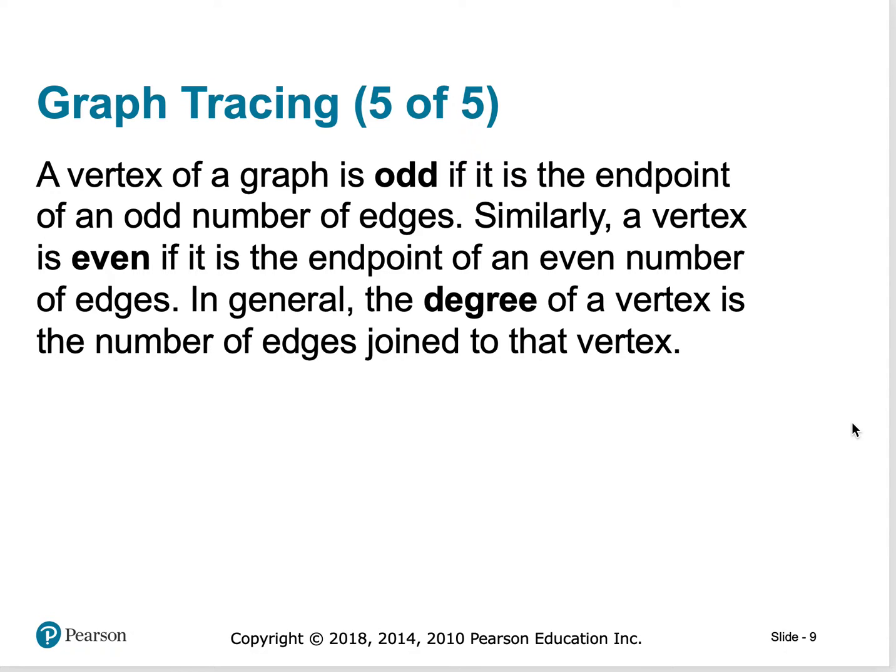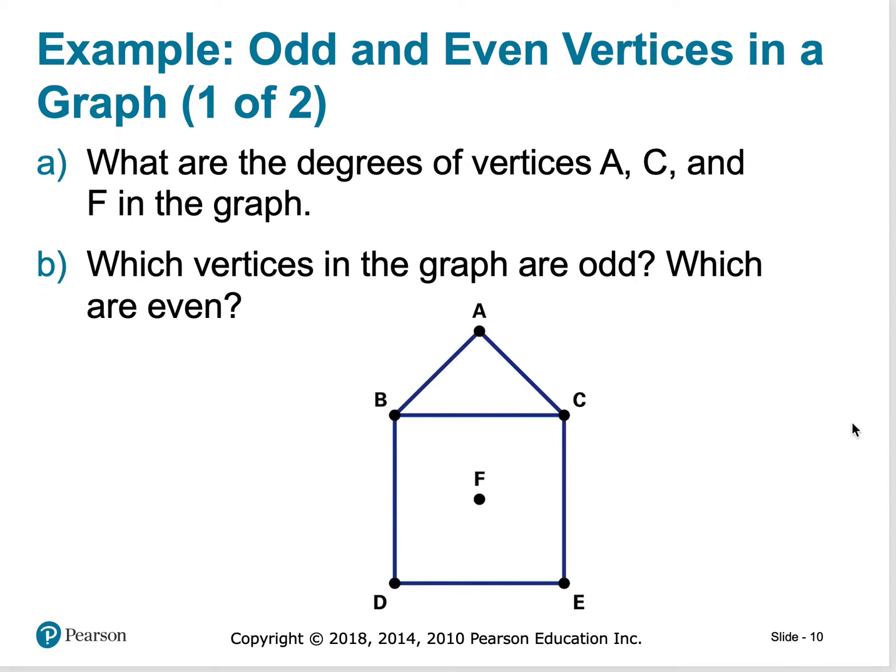A vertex of a graph is odd if it is the endpoint of an odd number of edges. A vertex is even if it is the endpoint of an even number of edges. In general, the degree of the vertex is the number of edges that are connected to that vertex. So here's an example. What are the degrees of vertices A, C, and F in the graph? Which of them are odd and which of them are even?